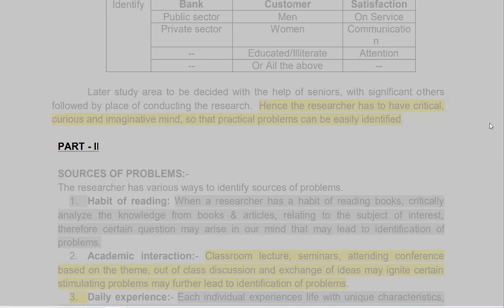Part 2. Sources of problems. The researcher has various ways to identify sources of problems. 1. Habit of reading. When a researcher has a habit of reading books and critically analyzes the knowledge from books and articles relating to the subject of interest, certain questions may arise in the mind that may lead to identification of problems. 2. Academic interaction.